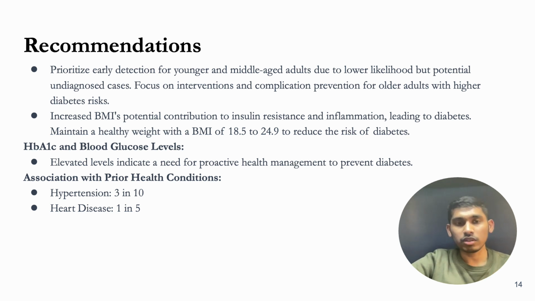Increased blood glucose level and increased BMI will lead to insulin resistance and actually increase the risk of having diabetes. When it comes to association with prior health conditions, of people with hypertension, 3 in 10 have diabetes. When it comes to heart disease, 1 in 5 have diabetes. So predicting diabetes would help the healthcare system in diagnosis. In future, as these models continue to develop and refine, they will play a crucial and important role in identifying diabetes and improving the healthcare system.